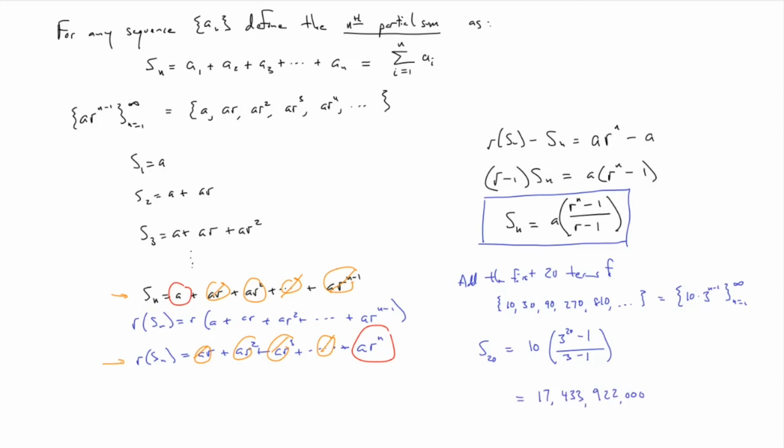I don't claim that this formula actually made that computation any easier. It might be easier to actually add the first 20 terms than to compute 3 to the 20th. But still, we have a formula for the nth partial sum of a geometric sequence, and it will be very handy in the very near future.